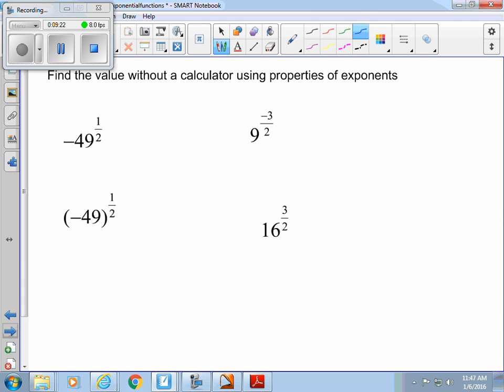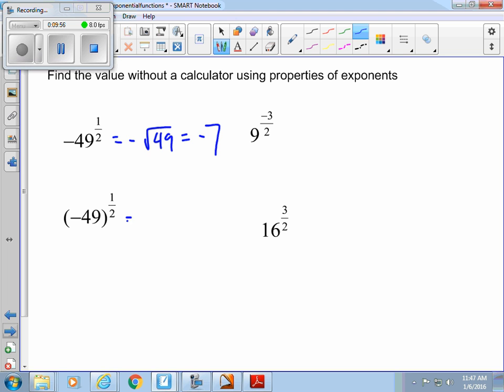The biggest thing we need to know is, what in the world does a half exponent mean? Square root. Okay. Good question. And I have 2 different questions up here that most math students think mean the same thing. Do they mean the same thing? No. This one, the square root only goes with the 49, right? So this is negative square root of 49. So it's always going to be negative 7.